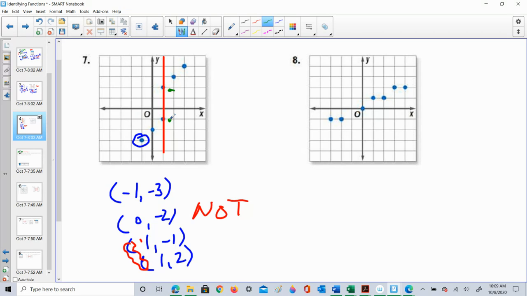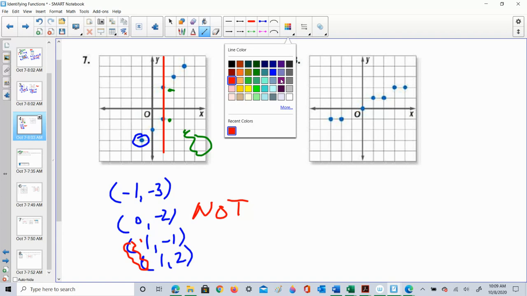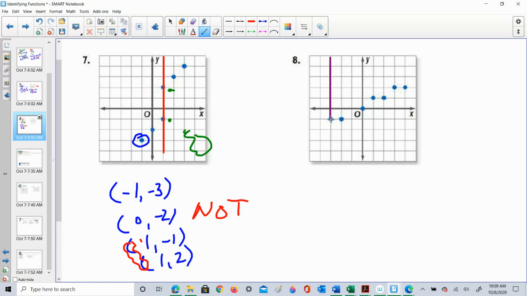So when you're given a graph, you don't have to always write out all of these pieces. We can do the vertical line test. So let's look at number 8. Can I draw a vertical line that touches more than one of these points? Well, I don't know. Let's try it, Mr. Castro. Okay, let's do that. And here, I like purple. All right, so I have a vertical line here.